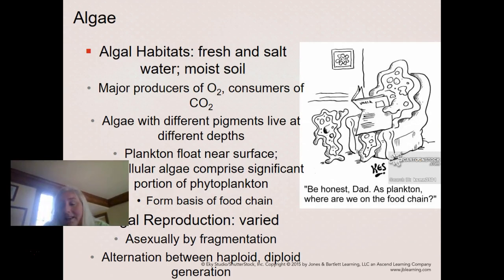And so here's my little joke there. Be honest, Dad. As a plankton, where are we on the food chain? Here at the bottom. But who wants to say that, right?